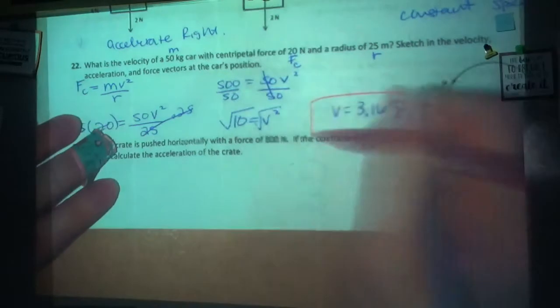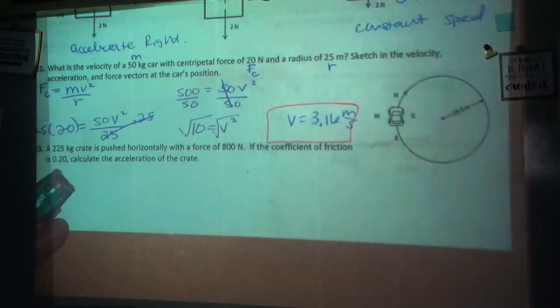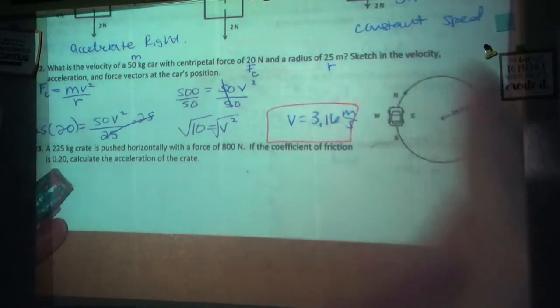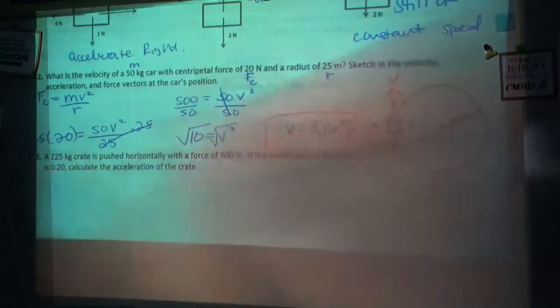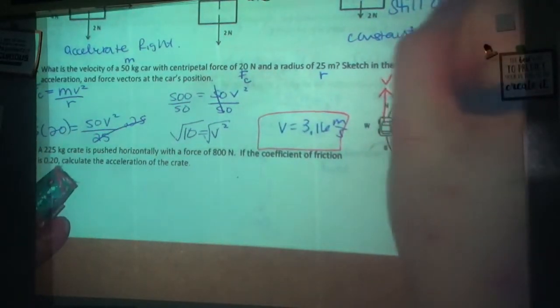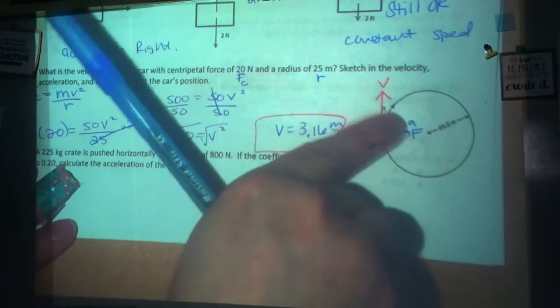And then it also asks you to sketch in the velocity, acceleration, and force vectors. So in this case, because the velocity is going around like this, the velocity would be directed up. Your acceleration and your force always point to the center, so both of these would be to the right. And then velocity and the center ones, A and F, would always make a right angle, so that double checks.